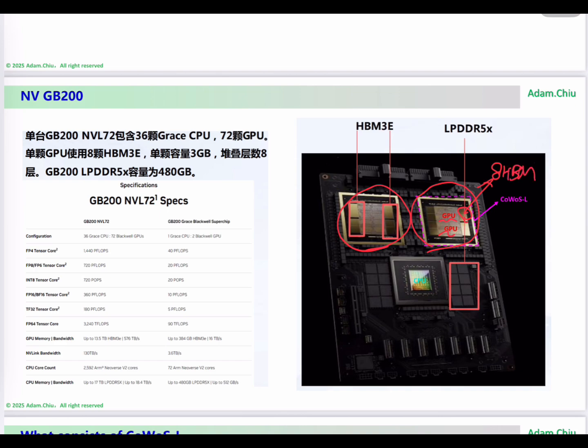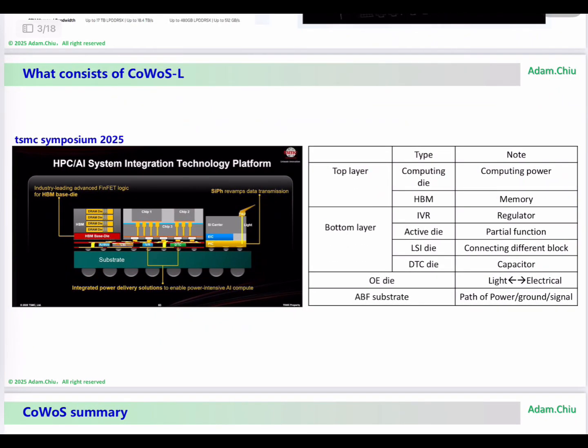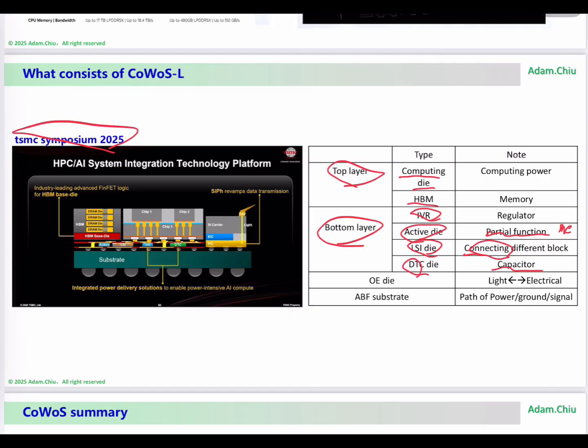Alright, let's look further. What does the CoWoS L structure consist of? This is a diagram provided by TSMC Symposium, dividing it into a top layer and a bottom layer. The top layer is the upper part, where we can roughly identify this as the computing die. Next to it is HBM, high bandwidth memory, which is the top layer. The bottom layer is divided into, first, the IVR, which is a regulator, then the active die, which is a partial function memory controller placed within it. And this LSI die is responsible for connecting the HBM and the computing die. Then the DC-DC die, which is purely a power die located here, used for voltage regulation, providing capacitance.